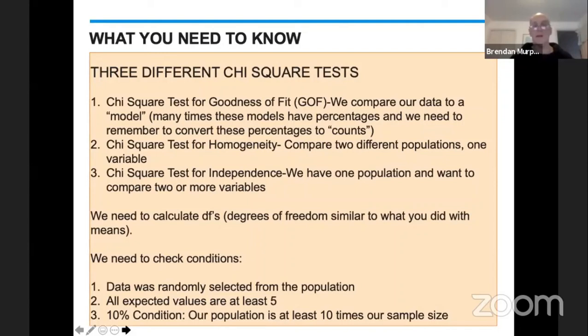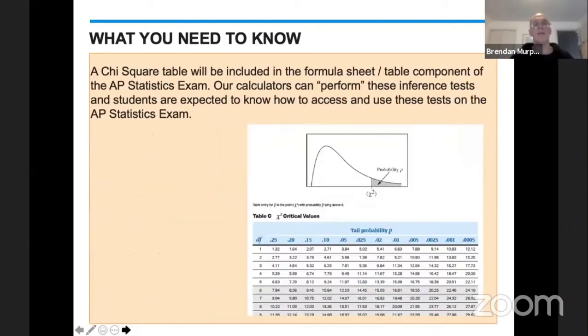Data was randomly selected from the population. That's pretty much going to be in the stem of the problem, or we may not even be able to run our test. All expected values are at least 5, we'll mathematically check that later today. And then our 10% condition, our population is at least 10 times our sample size. So the conditions are easier. There's less things we have to check here.